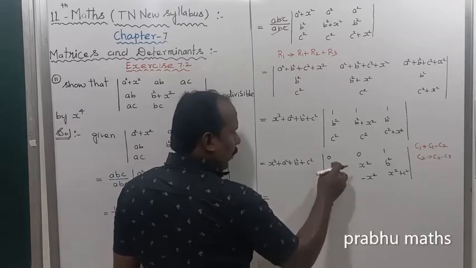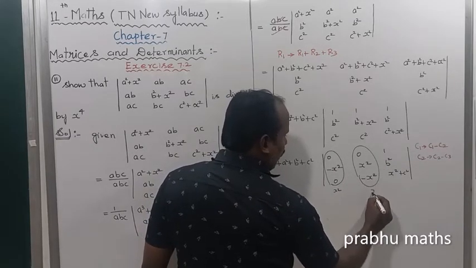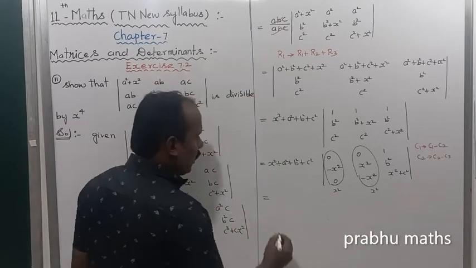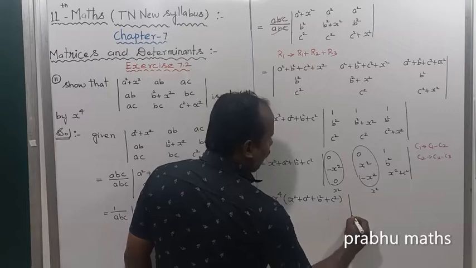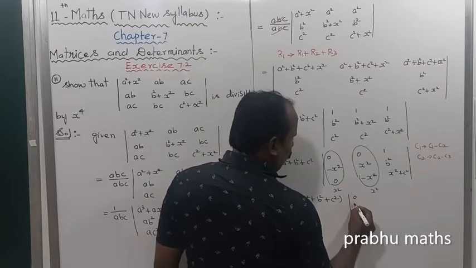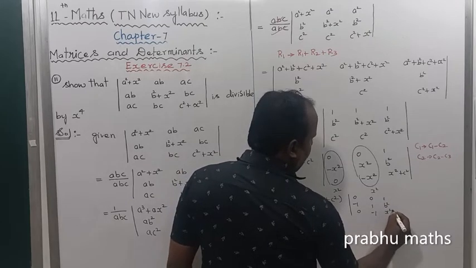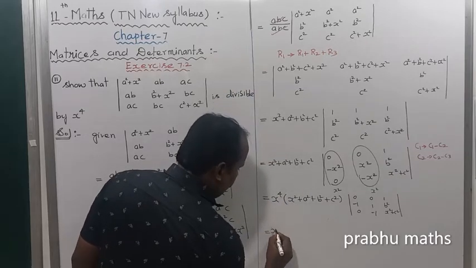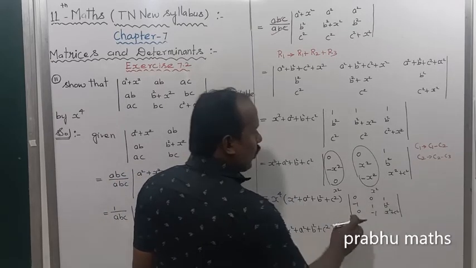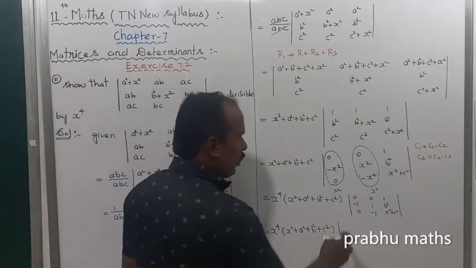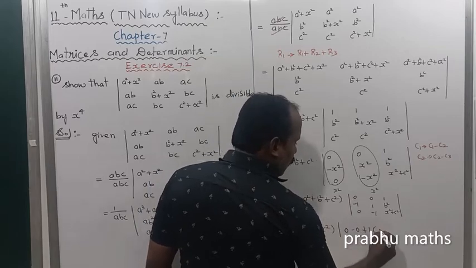So the common value of C1 is x², and the common value of C2 is x². So x² into x² is x⁴. That is x⁴ into (x²+a²+b²+c²) times the determinant with rows 0, −1, 0 and 0, 1, −1, and b², b²+c²... Now expanding the determinant along the first row, the first term is 0, the next is minus 0, plus 1 into the minor, where the entire row and column are closed. The first one minus the second one is 0.